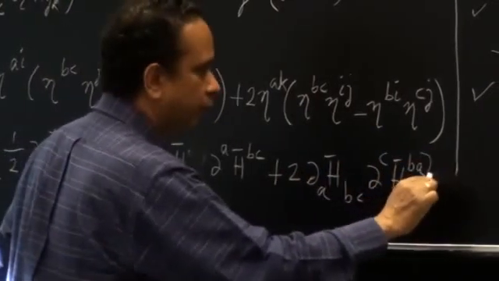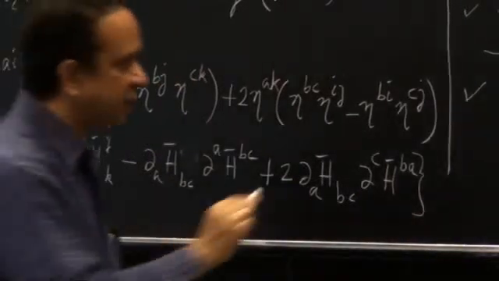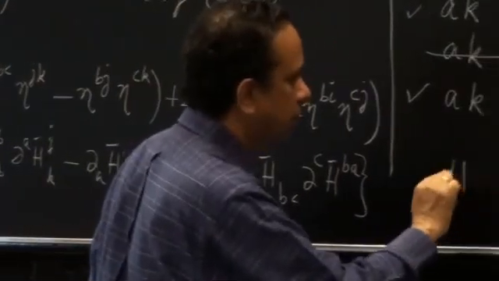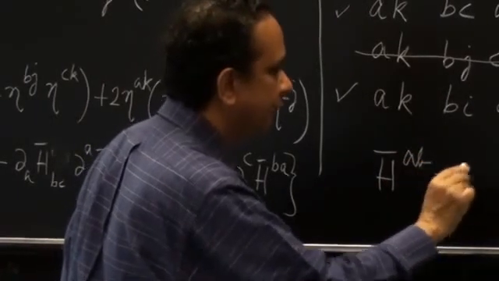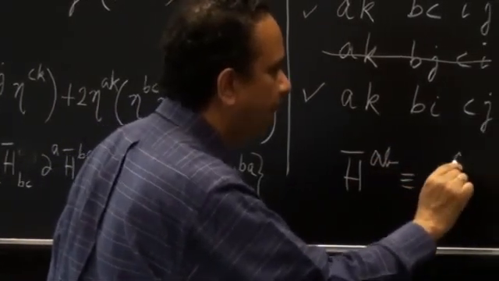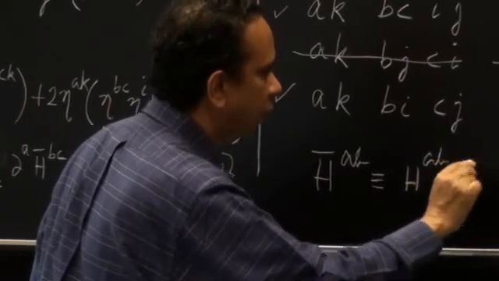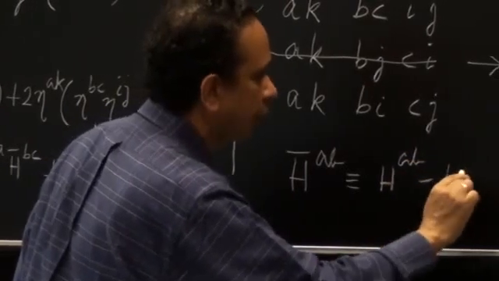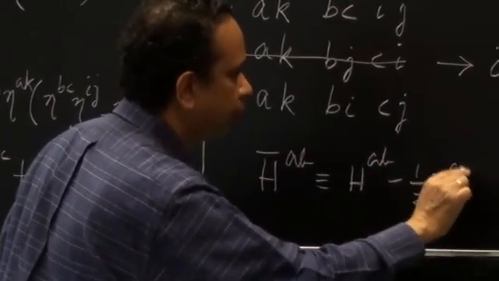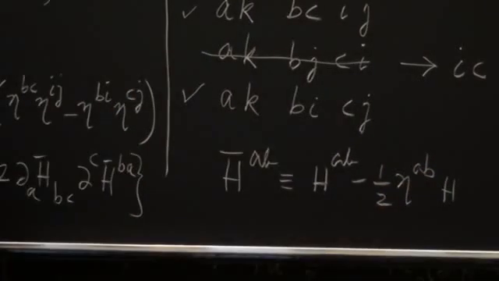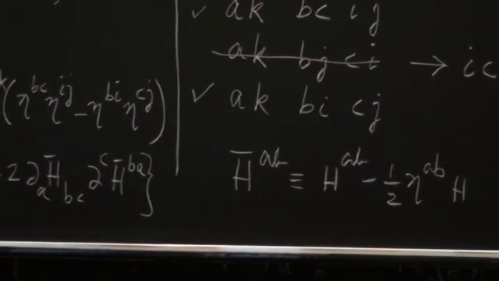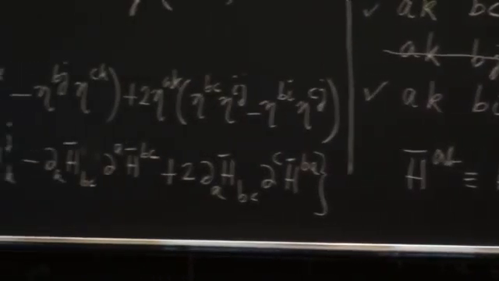Where this quantity h bar AB is defined as hAB minus half eta AB times the trace of h. Things are simpler in terms of this combination, and this is the action. So you just have 3 terms.